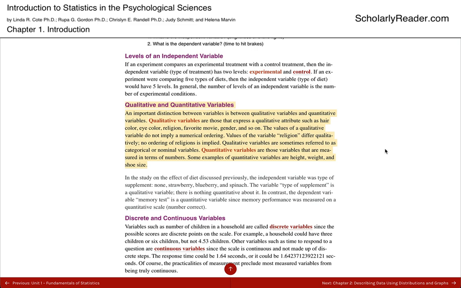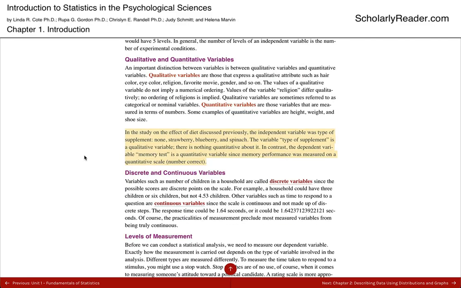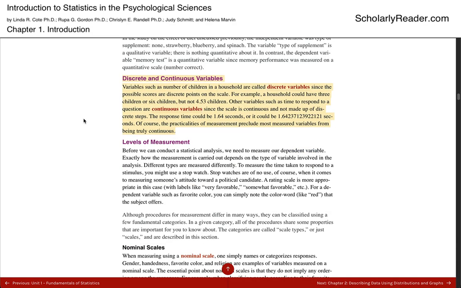Quantitative variables are those variables that are measured in terms of numbers. Some examples of quantitative variables are height, weight, and shoe size. In the study on the effect of diet discussed previously, the independent variable was type of supplement, either none, strawberry, blueberry, or spinach. The variable, type of supplement, is a qualitative variable. There's nothing quantitative about it. In contrast, the dependent variable, memory test, is a quantitative variable since memory performance was measured on a quantitative scale, number correct.